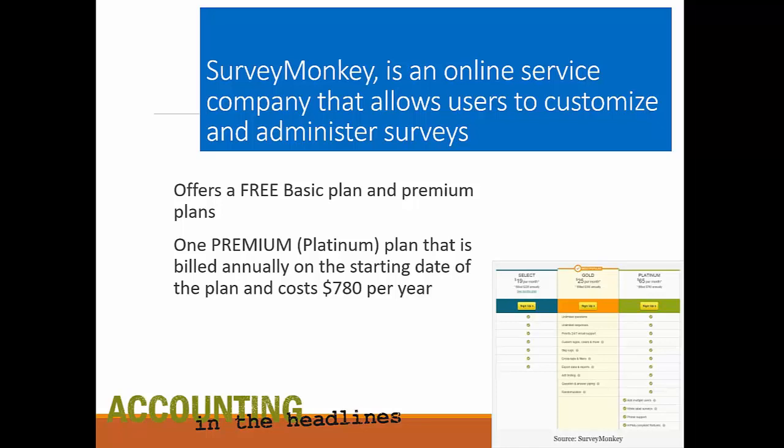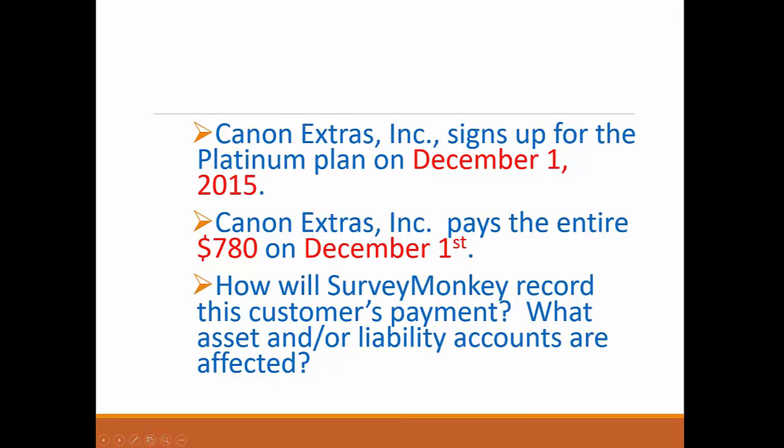So the premium plan they bill on an annual basis. It's $780 a year, which works out to be $65 a month. And so a company called Canon signs up for the Platinum plan on December 1st. So Canon pays the entire $780 to SurveyMonkey for an entire year of surveys, right? So how does SurveyMonkey record that payment?